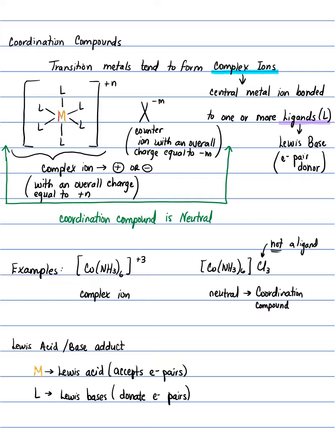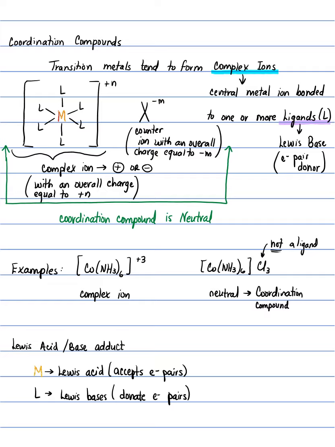For your ligands to bond to that metallic center, your metallic center is electron deficient, because metals, when they lose electrons, will form positive ions. And then your ligands, those Lewis bases, have extra pairs of electrons that they can donate to the electron deficient metallic center. And that's how the ligands will bond to the metallic center in your complex ion.